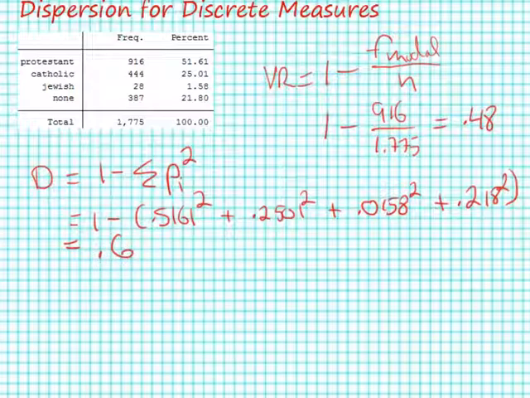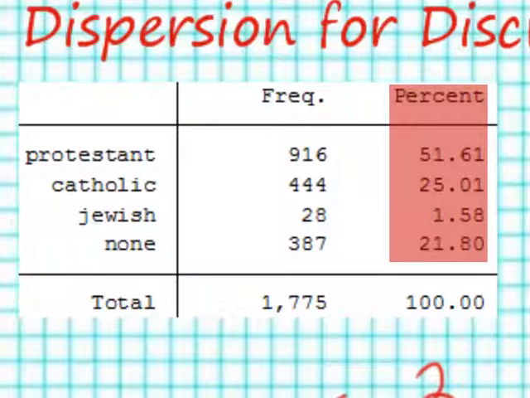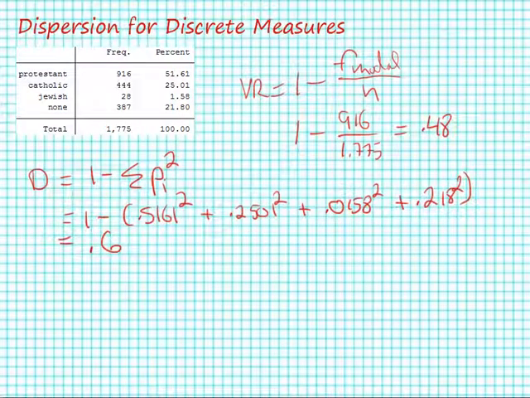0.6. Now, where do these numbers come from? They come from the table at the top. I'm taking the percentages of each interval. So for Protestant, it's 51.61%, and I'm just expressing that as a proportion, 0.5161, and squaring it. And then I'm moving down to the category labeled Catholic, and I'm taking the 25.01% and expressing that as a proportion, or 0.2501. More technically, we can treat these as probabilities. And then I square that number, and I do that for the remaining categories, and go ahead and solve with a calculator.